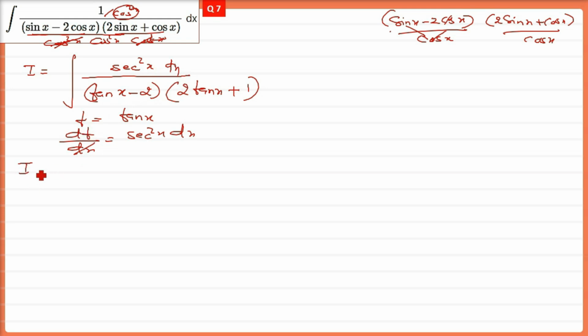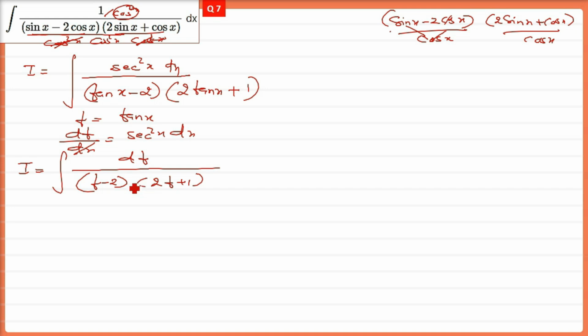So this integration can be written like this. Sec square x dx will be dt. In the denominator it will be, because we have already taken tan x equals t, (t minus 2) and this will be 2 into (t plus 1). Now you can do this with the partial fraction.